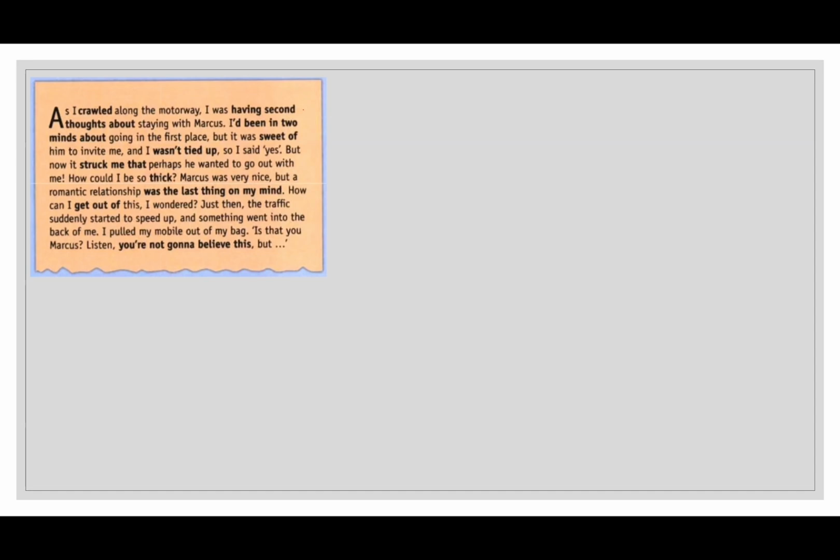So, the first phrase that we see, as I crawled along the motorway. So, to crawl has a literal meaning that is the act of walking on one's hands and knees. یعنی که چهار دست و پا را رفتن. When a baby is born, they crawl, they walk on their hands and knees. Okay, that's how they learn to walk. That is the literal meaning of crawl, but we have another meaning, the figurative meaning, that is to move very slowly. And usually using a vehicle.